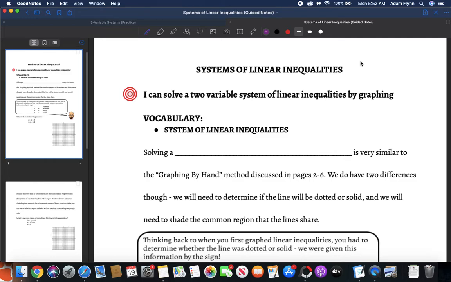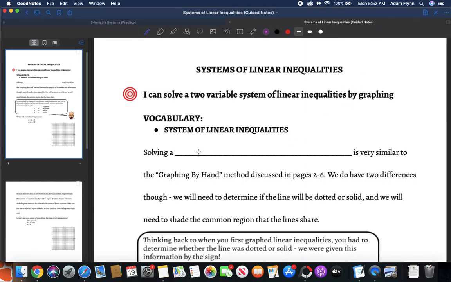Hello everyone. This is the video for systems of linear inequalities. This would be on level 3 of our A4 standard, systems of equations. So the learning target is: I can solve a two-variable system of linear inequalities by graphing.